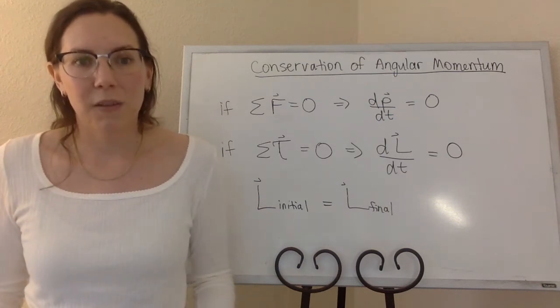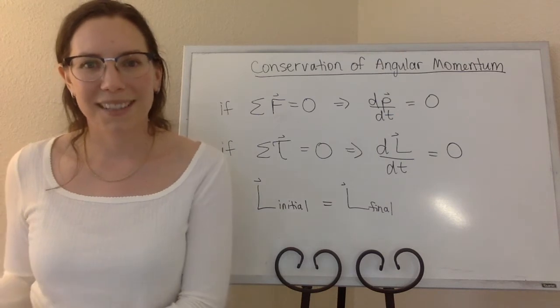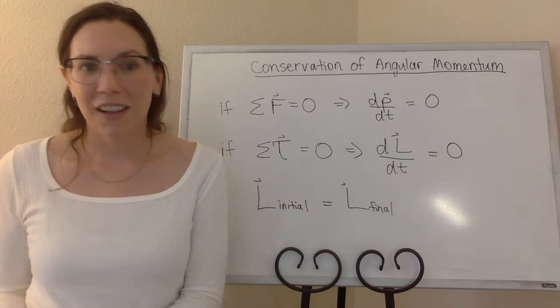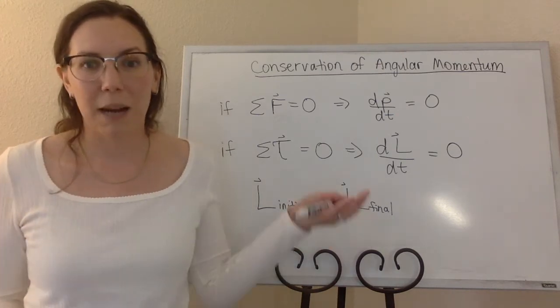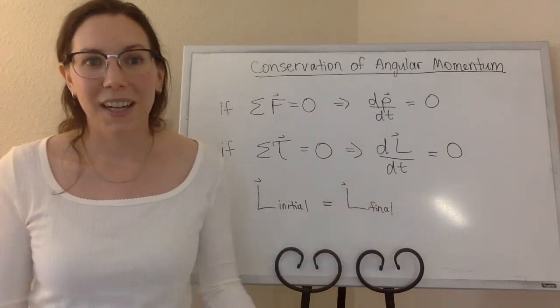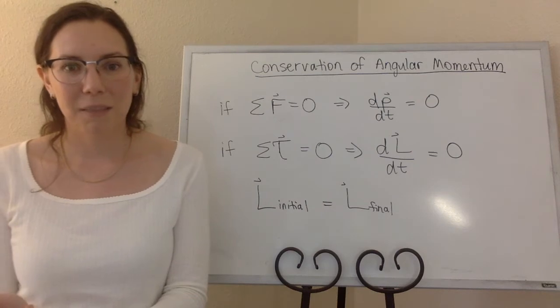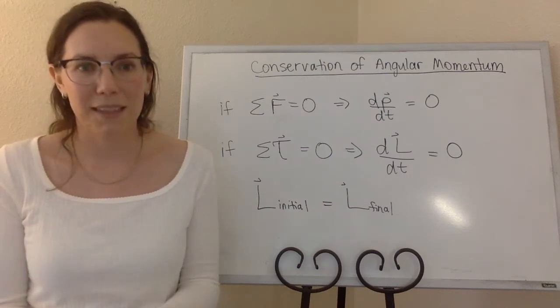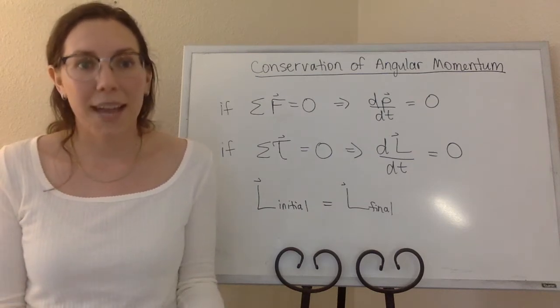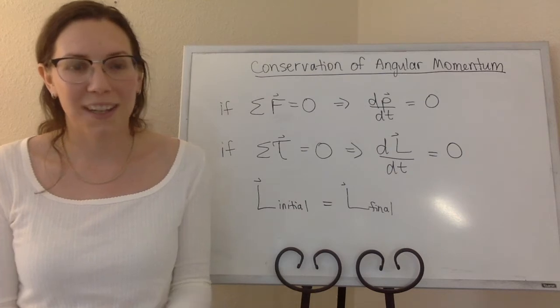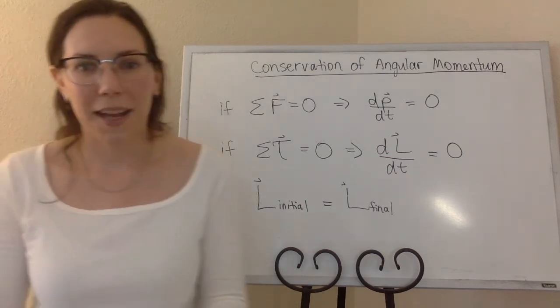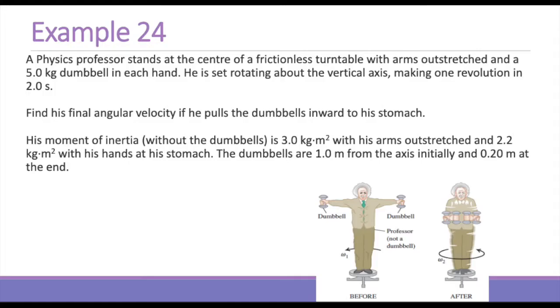If the net external torque acting on a system is equal to 0, then the change in angular momentum for the system, or the time derivative of the angular momentum, equals 0. So that would mean that we have the initial angular momentum of the system equal to the final angular momentum of the system, as long as there's no net external torque during the motion. So let's look at how this applies to some examples.